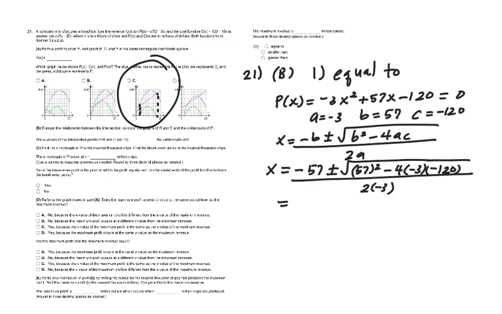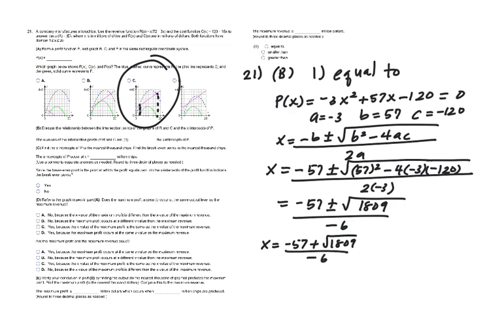So we can simplify the radical portion. We have negative 57 plus or minus the square root of 57 squared minus 4 times negative 3 times negative 120, which gives us 1809, divided by negative 6. Here we have two solutions. We have x equals negative 57 plus the square root of 1809 divided by negative 6, and x equals negative 57 minus the square root of 1809 divided by negative 6.